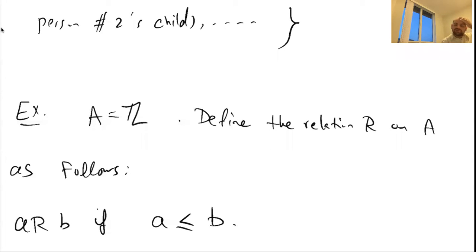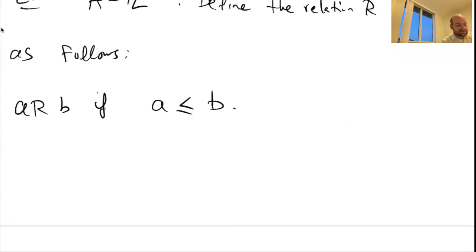So if A is less than or equal to B, then A comma B will be in the relation. If A is not less than or equal to B, then A comma B will not be in this relation. So what are the elements of this relation? If I want to list the elements of this relation, for example, 0.